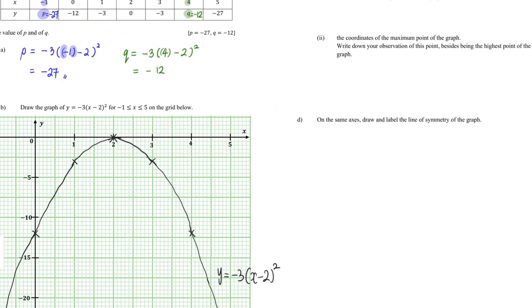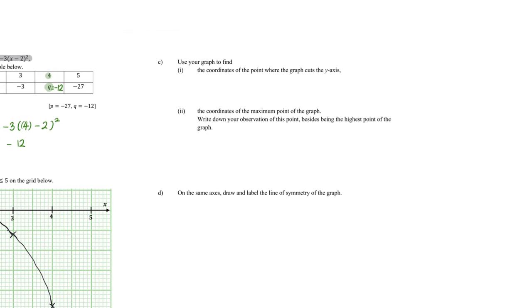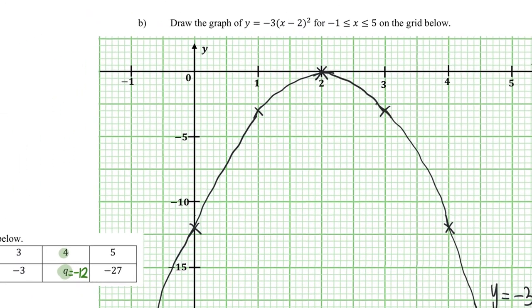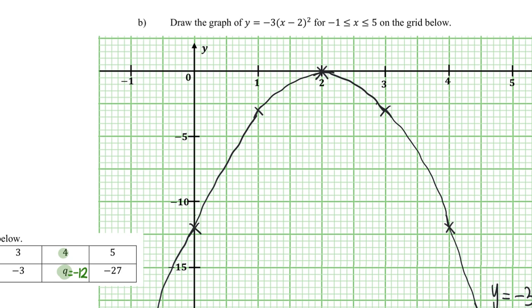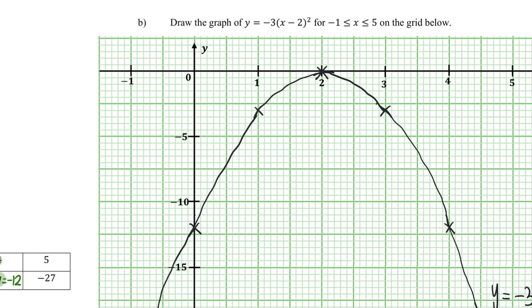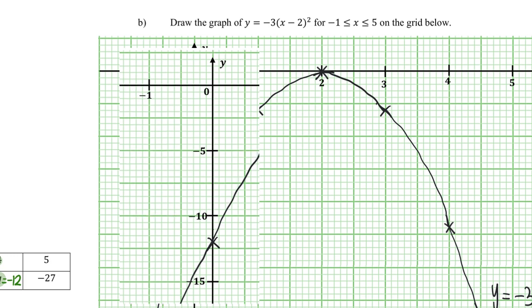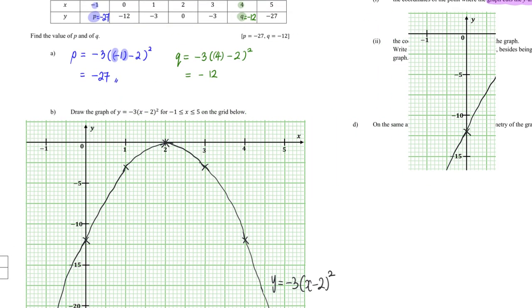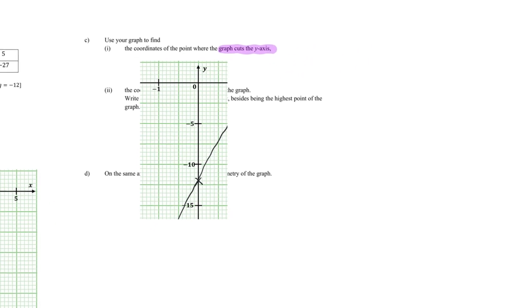Part C, let's have a look. Part C is where they want us to find the point where the graph cuts the y-axis. So let me zoom in. The point where it cuts the y-axis happens to be here. At this stage, I'm going to move this away and just highlight this part here, where it cuts the y-axis. So I'm going to shift this over for me to explain it in an easier manner.